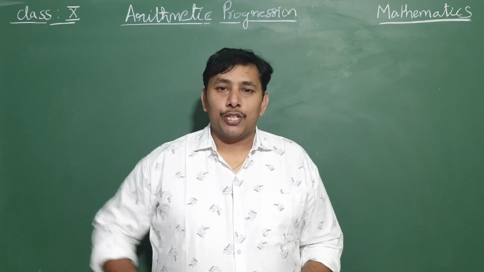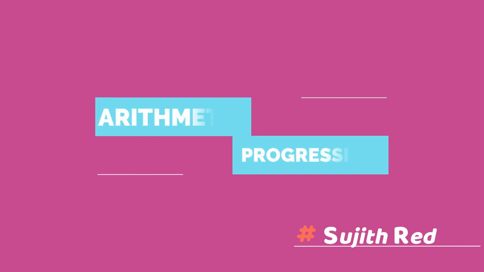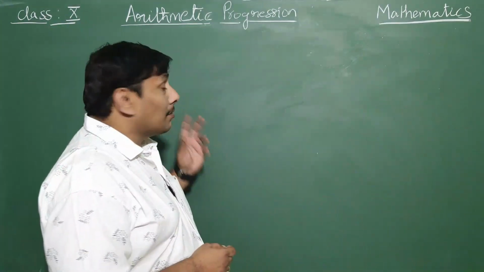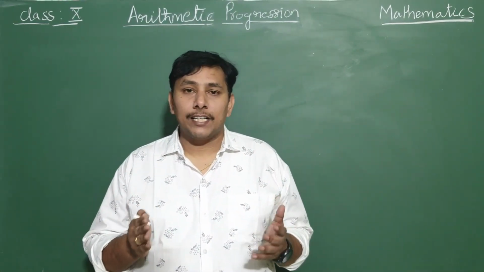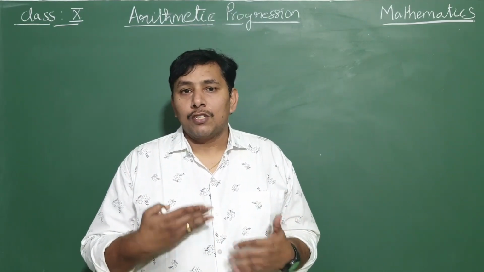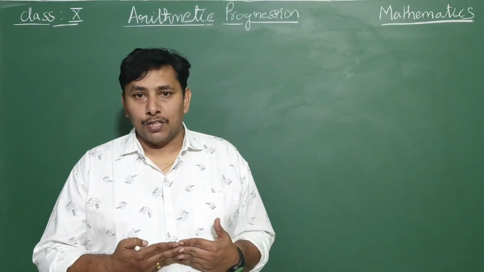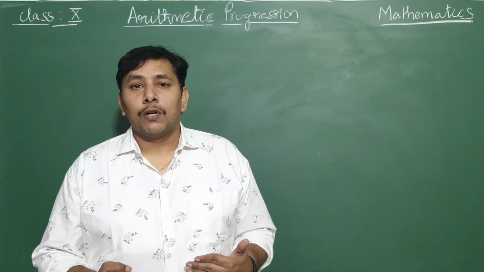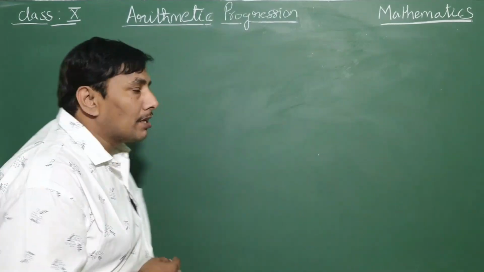Hi everyone, today we are going to discuss arithmetic progressions. Arithmetic is nothing but a branch of mathematics which deals with numbers and their properties. And arithmetic progression is about sequences. We will see the definition of a sequence and arithmetic progressions later, but right now we will see what numbers we know. So let us see the natural numbers.